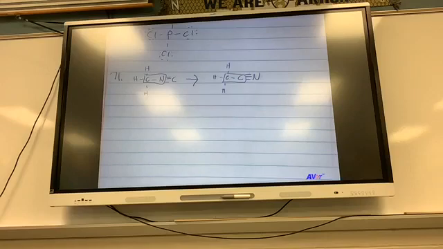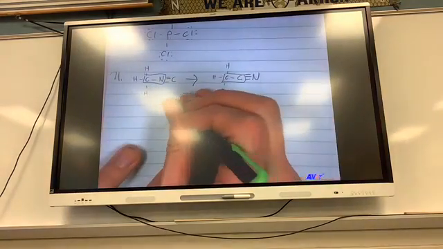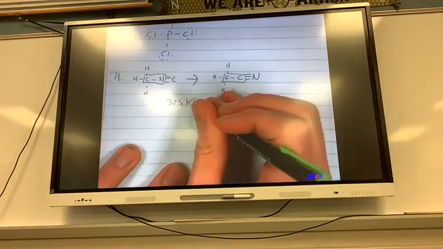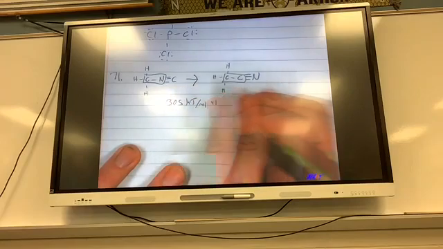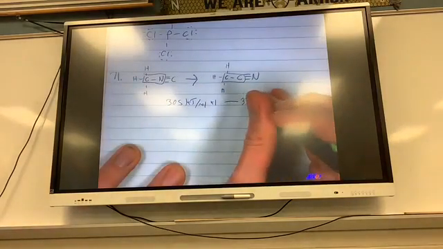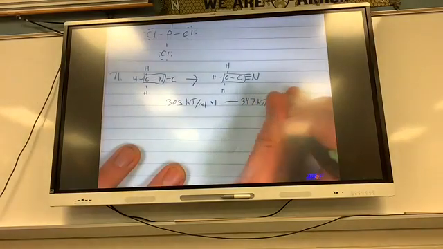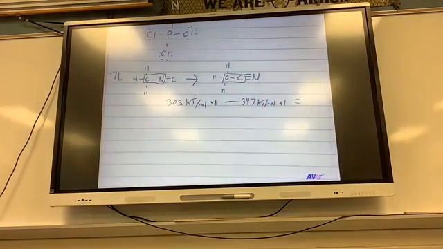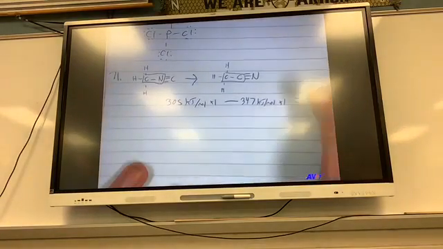Okay. So this bond, carbon nitrogen, is 305. So it's going to be 305 kilojoules per mole times 1, minus carbon to carbon, which is 347 kilojoules per mole times 1. So this is going to be exothermic because you end up with negative 42 kilojoules.